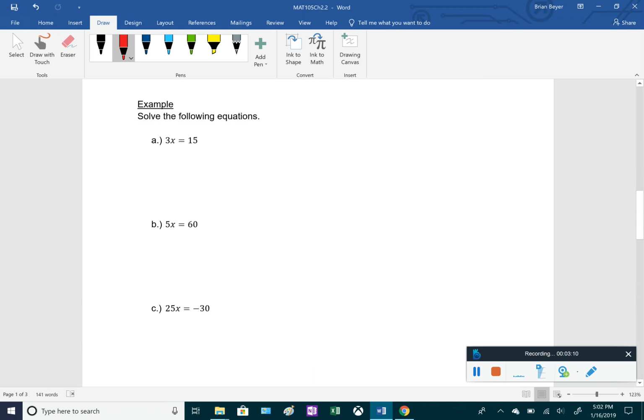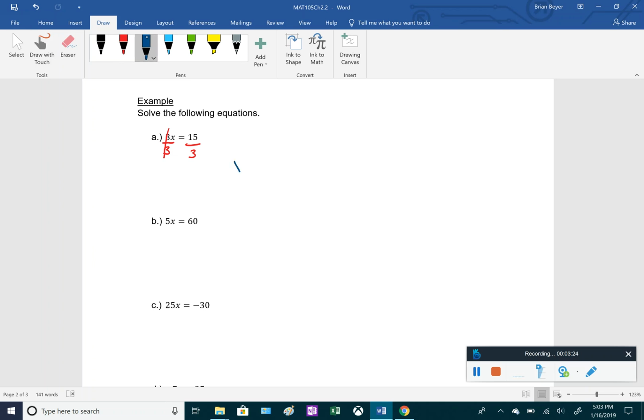So some examples here. Let's solve the following equation. We have 3x equals 15. This is pretty much the one that we just did. Since we're multiplying, we're going to divide both sides by 3. 3 divided by 3 is 1. So we get x equals 15 over 3, which is 5.